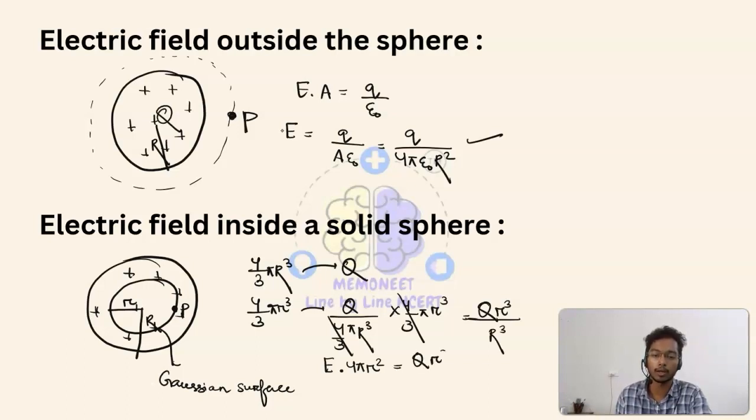Q r cube upon capital R cube into, sorry, upon epsilon. So r square, here r cube is cancelled out, only one r is remaining. So we can write the electric field. Electric field is equal to q small r upon 4 pi epsilon naught capital R. So this is the electric field inside the solid sphere.